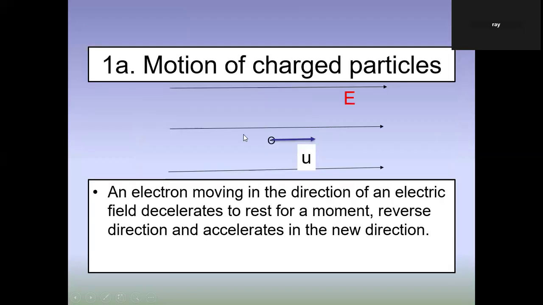Motion of a charged particle. An electron moving in the direction of the electric field decelerates to rest. Remember the force on the electron is opposite to the direction of its motion. So the electron will decelerate to a stop, then reverse direction and accelerate in the reverse direction.